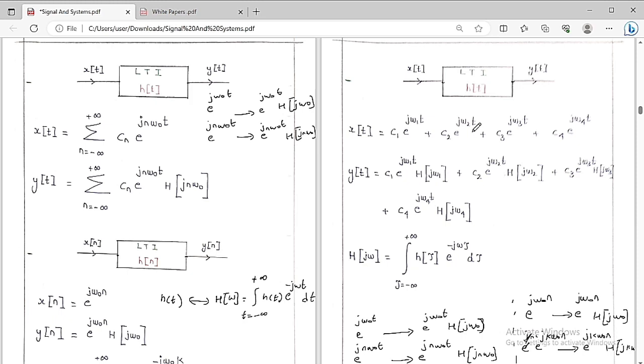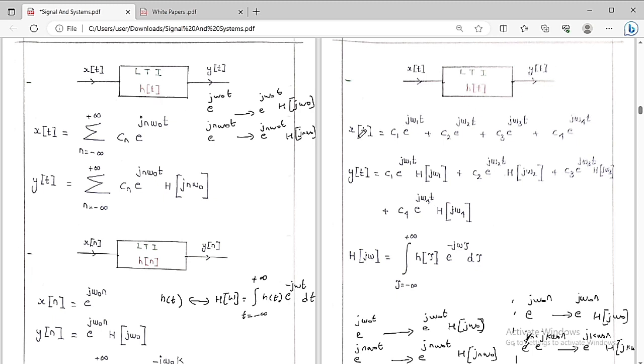Now we'll discuss one more important concept. Suppose let me take an LTI system. For this LTI system, the impulse response is h of t, the input is x of t, and the output is y of t.